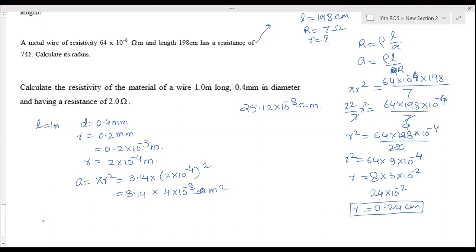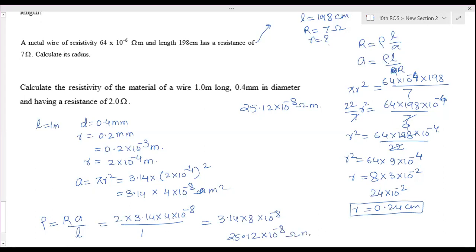So you have to calculate resistivity, which is RA by L. R is 2. Area is 3.14 into 4 into 10 to the power -8, divided by length, which is 1. So 2 into 4 is 8, 3.14 into 8 into 10 to power minus 8, which is 25.12 into 10 to power minus 8 ohm meter.